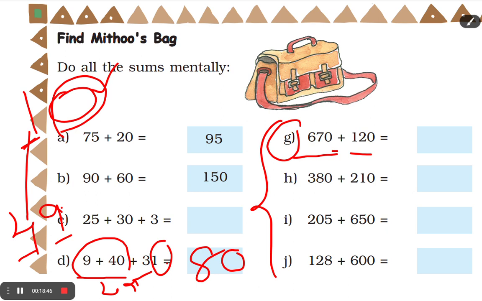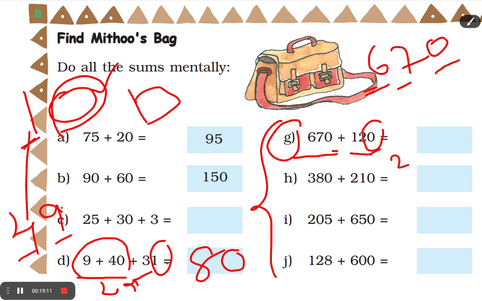So what is the first method? Take the ones digits. Here the ones digit is 0. In 670, the ones place digit is 0, the tens place digit is 7, and the hundreds place digit is 6. Similarly in 120, the ones place digit is 0, the tens place digit is 2. Okay, you know this tens place, hundreds place, ones place. So now we start adding.